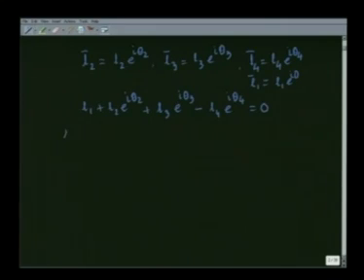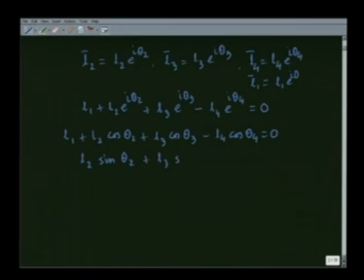As a result, we get L1 plus L2 cosine theta 2 plus L3 cosine theta 3 minus L4 cosine theta 4 is 0, and adding the imaginary parts, that is the sine components, we get L2 sine theta 2 plus L3 sine theta 3 minus L4 sine theta 4 is equal to 0.